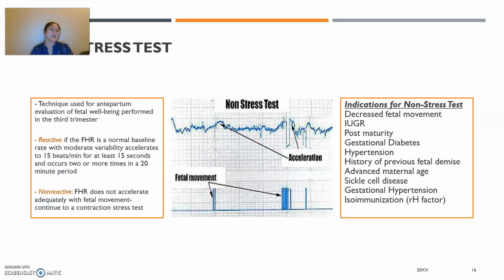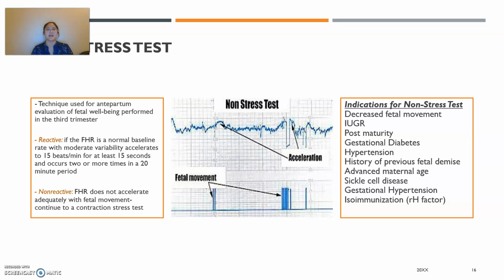The next one is the non-stress test. That is the technique used for antepartum evaluation of fetal well-being, performed in the third trimester. If it is reactive, the fetal heart rate has a normal baseline rate with moderate variability, accelerates 15 beats per minute for at least 15 seconds, and occurs 2 or more times in a 20-minute period. A non-reactive fetal heart rate does not accelerate adequately with fetal movement, and you continue to a contraction stress test.